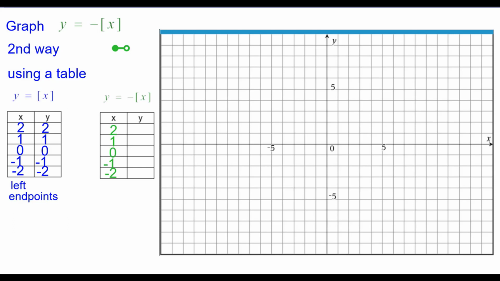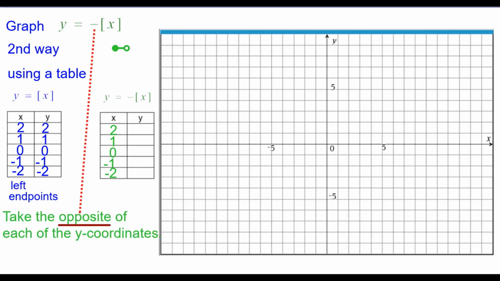For the opposite of the greatest integer of x, we're going to take the opposite of each of the y coordinates. So instead of 2, 2, we're going to plot 2, negative 2. And instead of 1, 1, 1, negative 1. 0, 0 stays at 0, 0. The next one goes to negative 1, comma 1. And the last one, negative 2, comma 2.